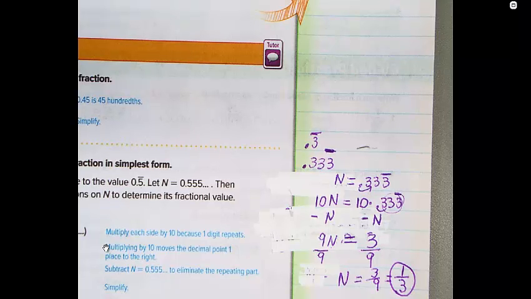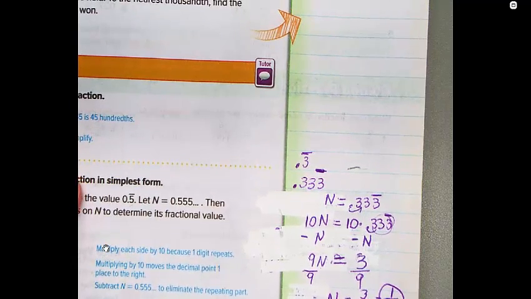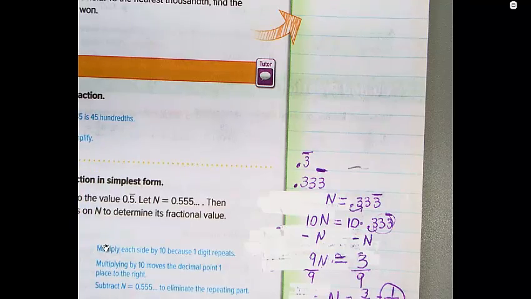If you need to watch that again, feel free to do so. But if you're ready to go, just plug along. If not, I highly recommend rewinding, maybe watching that one more time, and I think you'll have it.